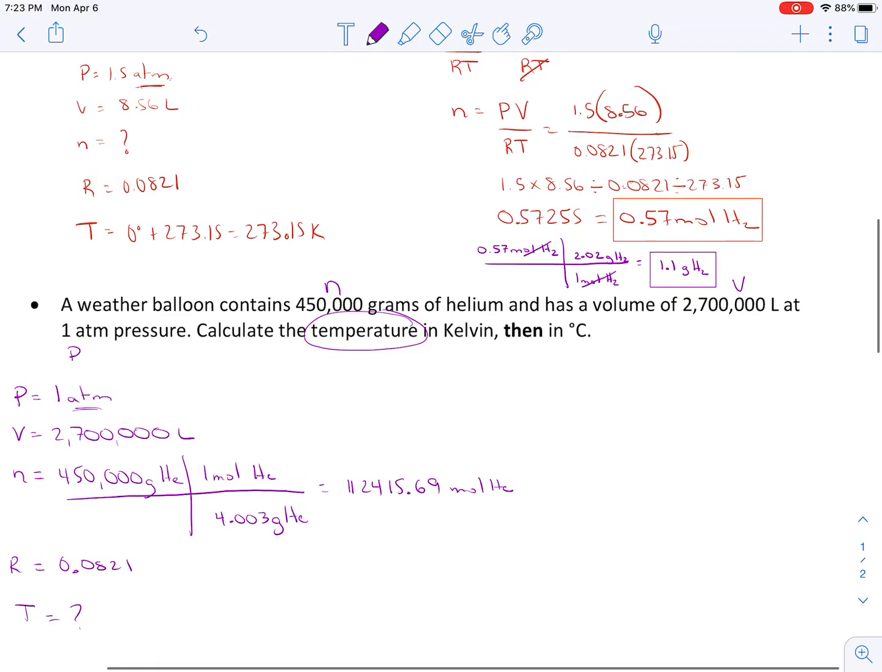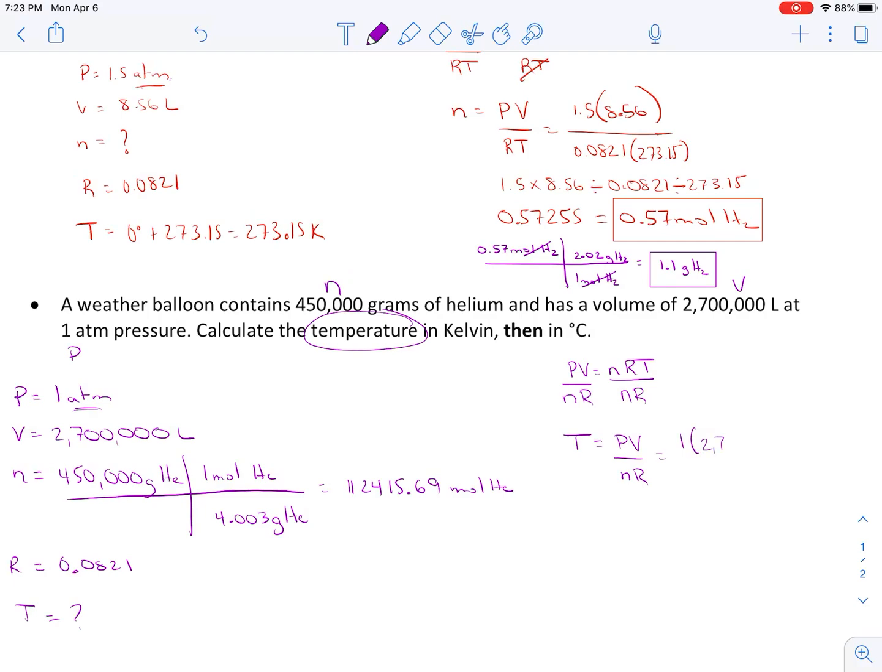So going back to our formula, slide this over just a little bit. We've got PV equals nRT. And if we're solving for T, again, by isolating it, we divide each side by nR. And that will give us T is equal to PV over nR. That kind of solves our problem for us, so we don't have to do all that arranging later. So we have 1 atmosphere as pressure. We have 2,700,000 liters over our moles, which is that big number, 112415.69, and then times our 0.0821, which is our gas constant.